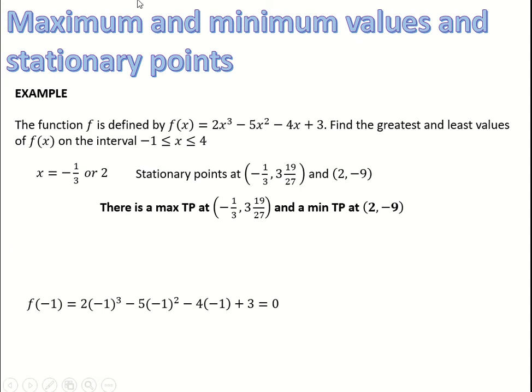So when x is minus 1, how big or how small is the overall function? In other words, what is the overall coordinate at minus 1? So we take minus 1, replace it with our x's, and we get a value of 0. And we're going to do the same with 4. We're going to get an overall value of 35.